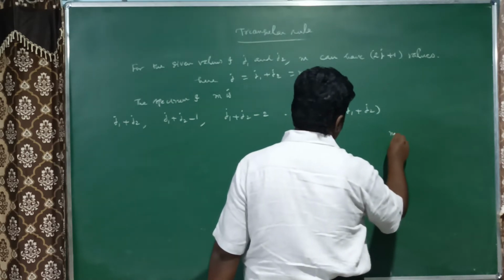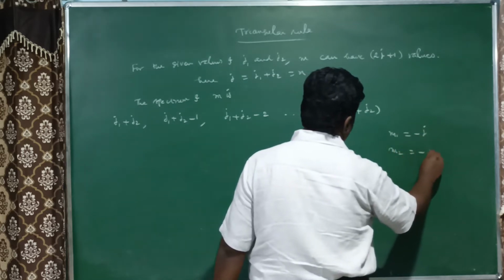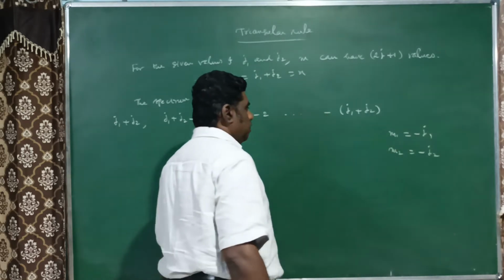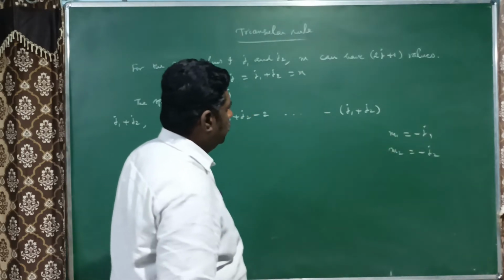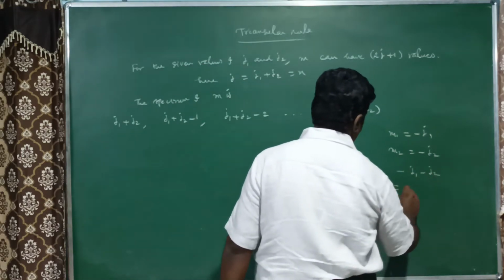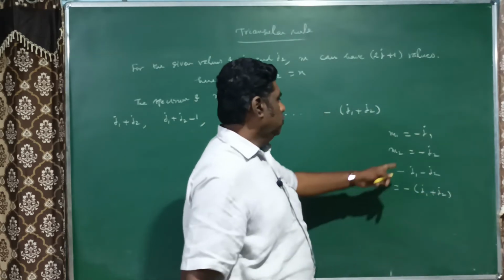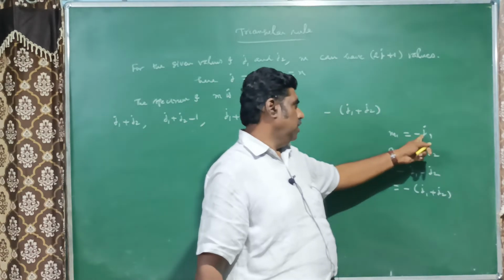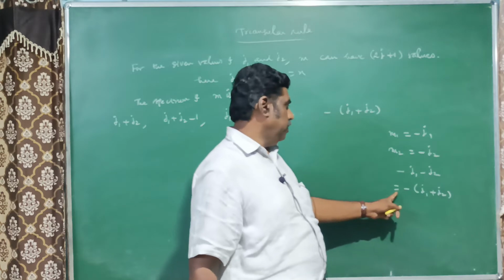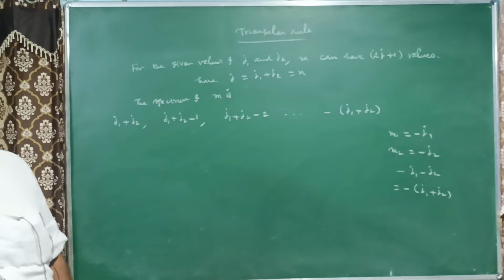The lowest value of M1 is minus J1, and the lowest value of M2 is minus J2. So this is M1 plus M2 with a negative sign. This is minus J1 minus J2, which is equal to minus of J1 plus J2. If you take the minus sign outside, we get J1 plus J2. This is the lowest value of M.